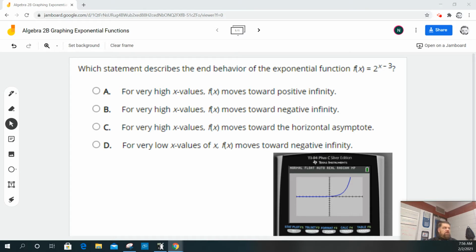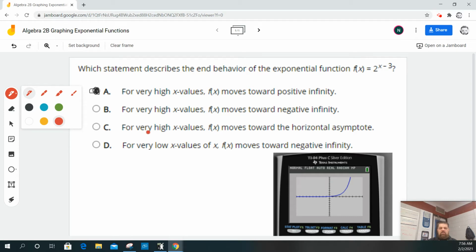So let's just go through and read the options and see what they say. So it says for very high x values, f of x moves towards positive infinity. So now what they're saying is as I go towards the positive x direction, as x goes towards positive infinity to the right, f of x, my y value, goes towards positive infinity. I actually believe that's true, or I think that's the answer. I'm going to select that as my answer and go through the other ones and see if I'm right or wrong.